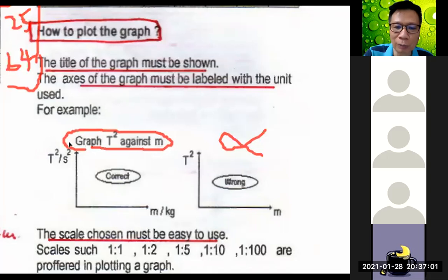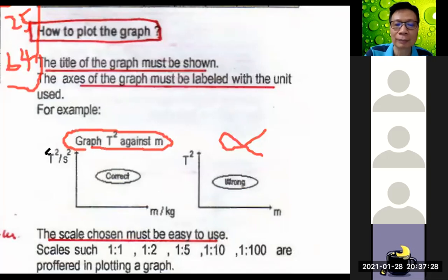You must start with the y-axis against the x-axis, so graph t squared against m. You cannot write graph m against t squared, so that is wrong. Always start with the y-axis. Graph t squared against m. Okay, like that is the title.